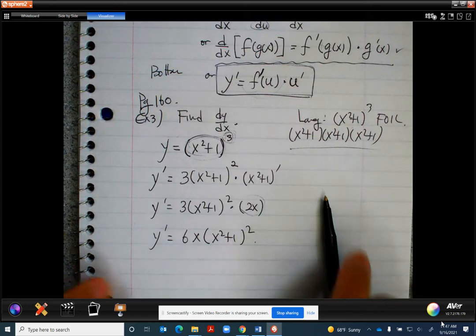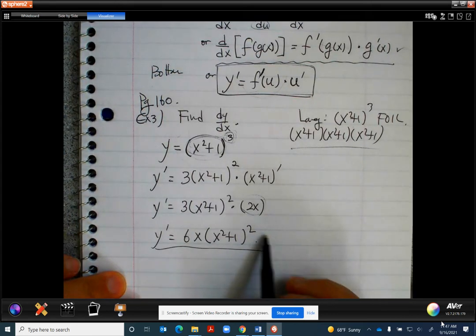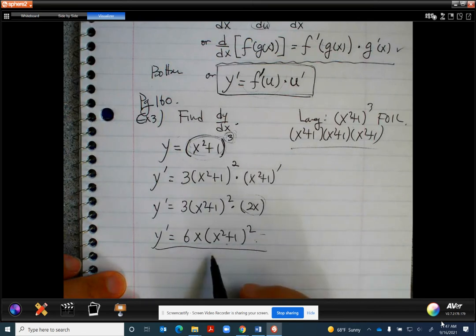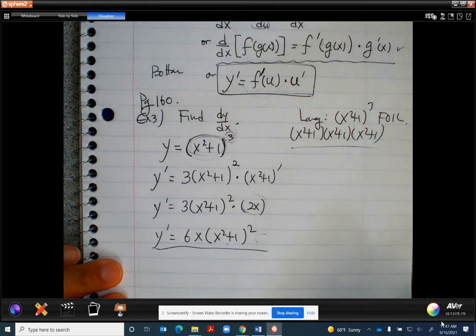Okay, I also like leaving my answer in this form. This is a factor form, so it's easier to set it equal to 0 and solve for x variables. So I kind of like using the chain rule. I think this was a fairly easy example to follow.